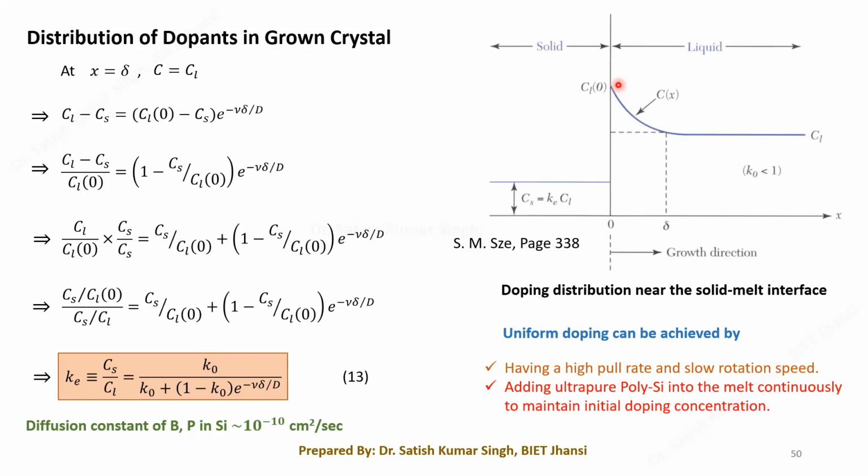So how can this be reduced? If we keep on adding the pure polysilicon crystal into the crucible, then we will be able to maintain it at its initial value. So either this way or that way, you may be able to get the uniform doping. So try to understand this particular concept. Okay, so I hope it must be clear.